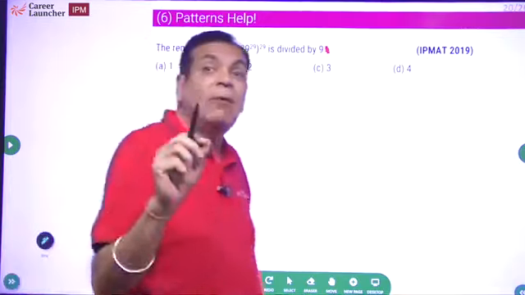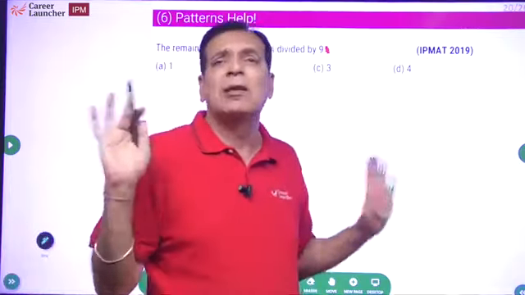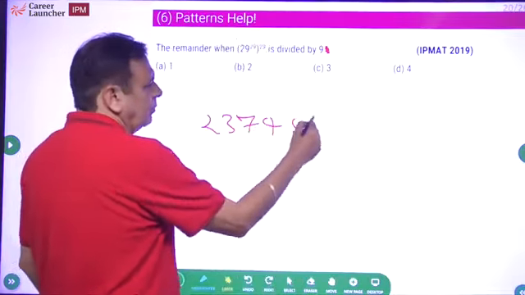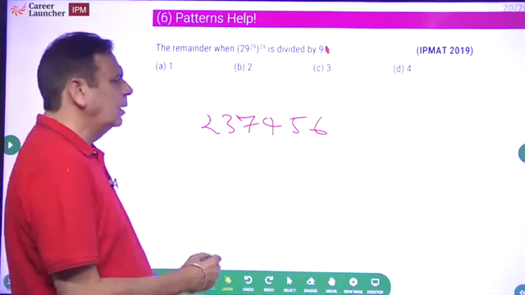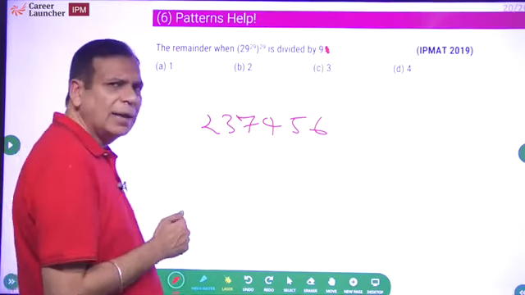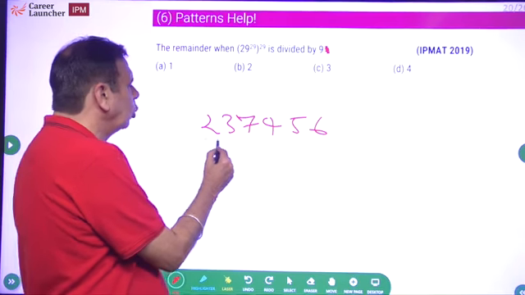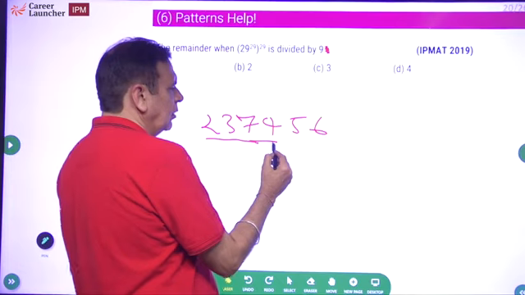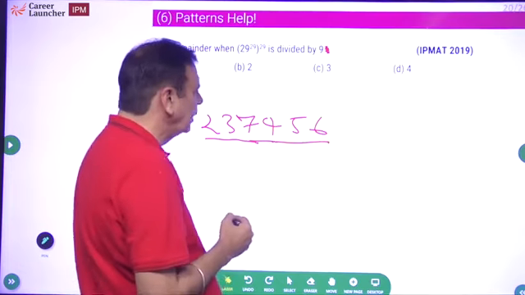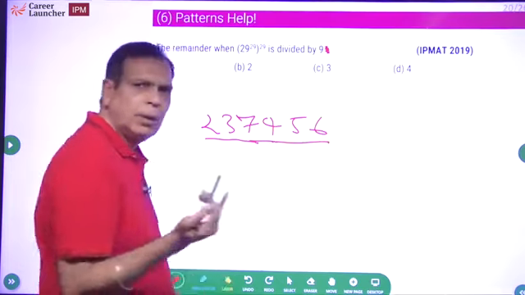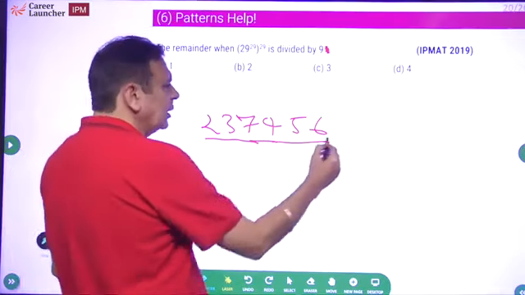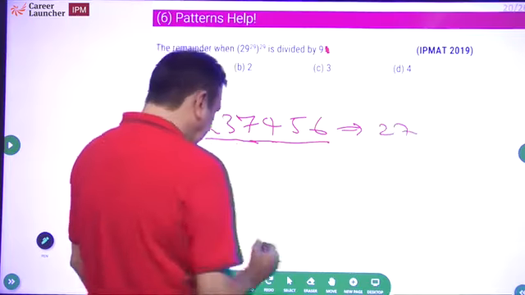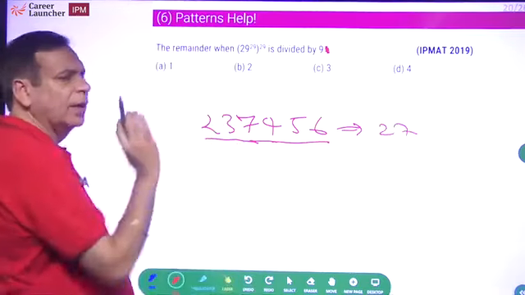If the sum of digits is a multiple of 9, that number is divisible by 9. Let me take an example. 2, 3, 7, 4, 5, 6. What is this number? If I divide it by 9, is this a multiple of 9 or not? 2 plus 3, 5. 5 and 7, 12. 12 and 4, 16. 16 and 6, 22. 22 and 5, 27. The digit sum is 27. 27 is a multiple of 9, and this number is a multiple of 9.